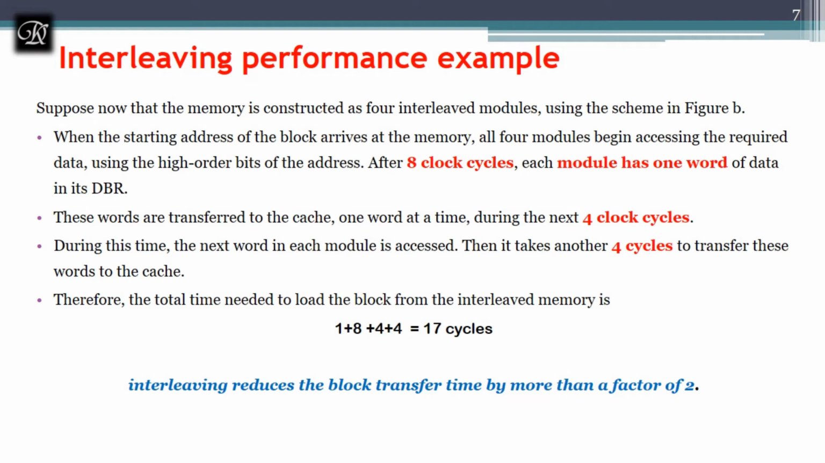Therefore the total time required is 1 plus 8 clock cycles for the total data accessing, and 4 plus 4 for sending the data. Totally we got 17 clock cycles. Previously, without interleaving, we achieved the same task in 38 clock cycles, but now we have achieved the same in 17 clock cycles. It means the performance of the system is improved with the help of interleaving by a factor of 2. It has doubled.